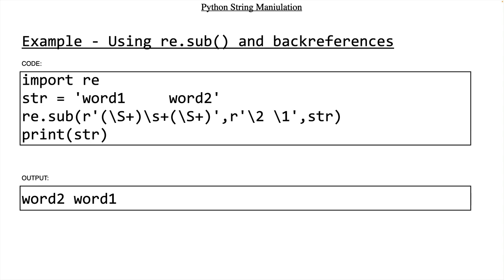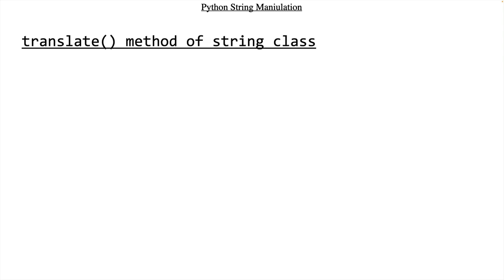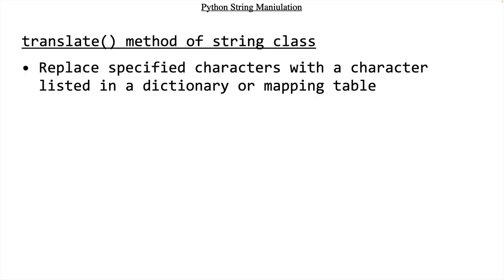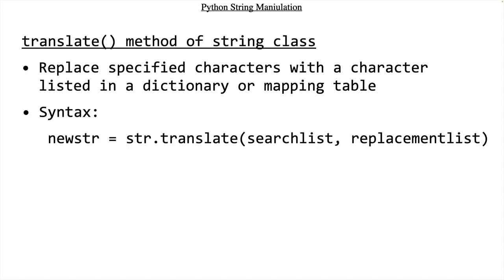Another way we can manipulate strings is using the translate method. This is a method that is part of the string class, so it's built in to Python. And basically we're going to have a list or a mapping that says, the first character here replaced with the first character in this map, the second character here replaced with the second character in the map, etc. So when we use this, we are going to say some new string equals an existing string dot translate search list and replacement list.